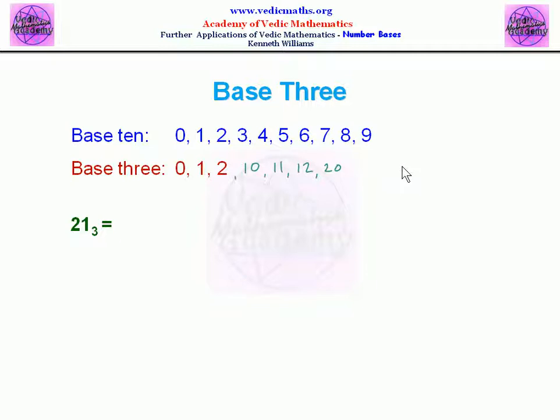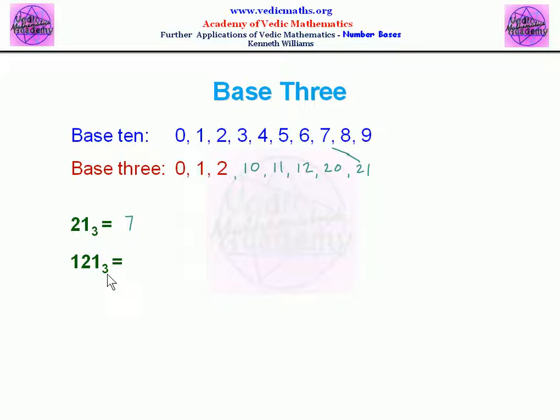So what about 21 in base 3? We use the same technique. 3 times 2 is 6, and 1 is 7. It's 7 in base 10. And you can see that here. In fact, these are roughly lined up. This is 3, this is 4, this is 5, this is 6, and the next one will be 7. 21 is equivalent to 7. So that's 2 3s and a 1 is 7.